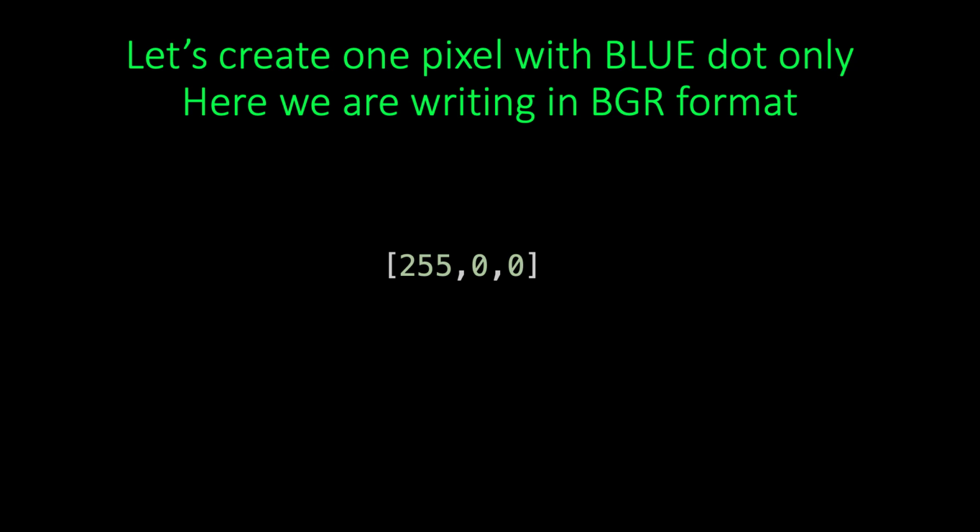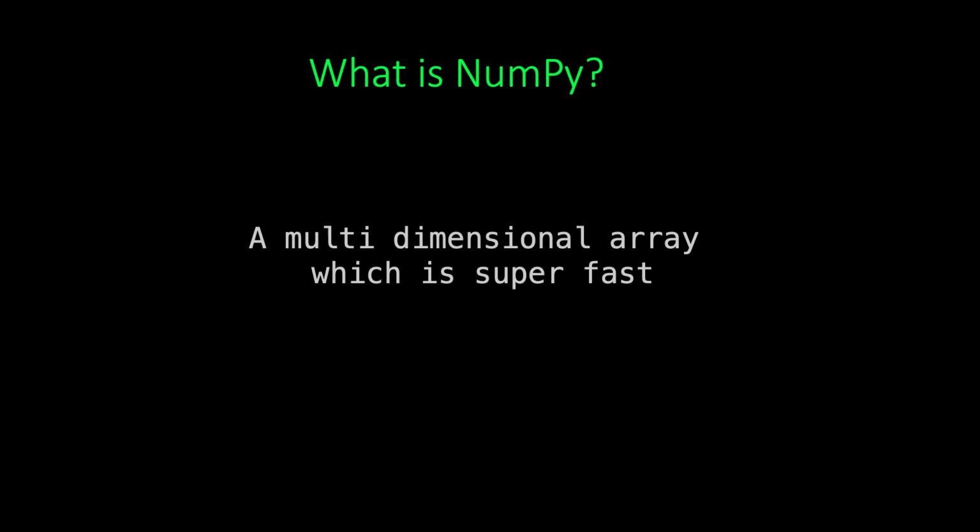Now this represents, in NumPy for OpenCV, a blue pixel: blue, green, red. We'll show that to you using code in the next video. So what is NumPy? It's a multi-dimensional array which is super fast. For example, a simple array in Python won't be that fast, but NumPy will be super fast because it's accessing the values in memory which are next to each other.